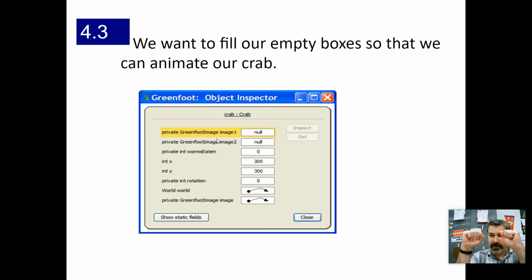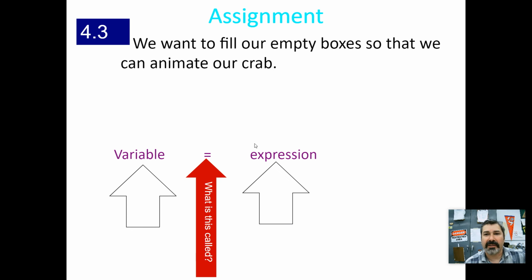All right, so here's the deal. We're trying to animate our crab. We want images to make it look like he's walking, except the problem is image 1 is null, image 2 is null. There's nothing in the boxes. There's nothing we can use there yet. So we're going to try to fill these empty boxes so that we can eventually animate our crab.